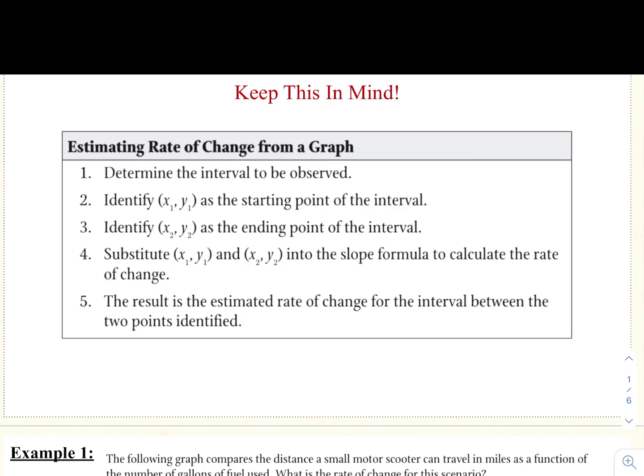Step 1, we're going to determine the interval to be observed. Step 2, we're going to identify x1, y1 as the starting point of the interval. Step 3, we're going to identify x2, y2 as the ending point of the interval. Step 4, we're going to substitute these two ordered pairs into the slope formula to calculate the rate of change, which we should be familiar with as you had to complete this in your previous notes. And then step 5, the result is the estimated rate of change for the interval between the 2 points identified.